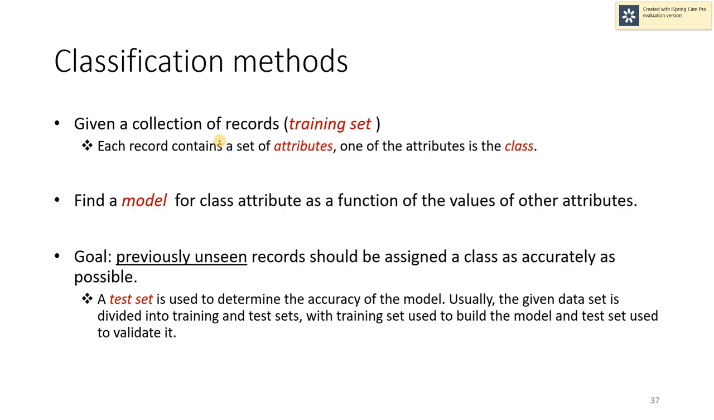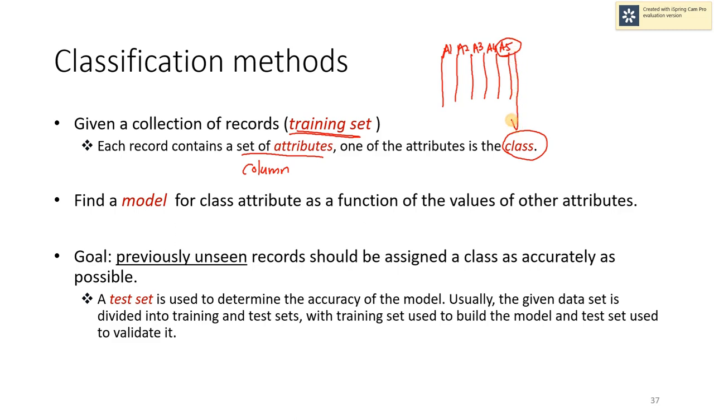So you are given a collection of records, for example, this is what we call the training set. Each record will contain a set of attributes. In layman's terms, an attribute is what we call a column, and one of the attributes is the class. So for example, you have 5 columns here: attribute 1, attribute 2, A3, A4, and A5. This attribute, A5, will be the class, for example.